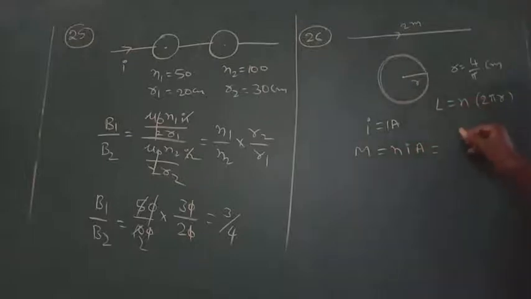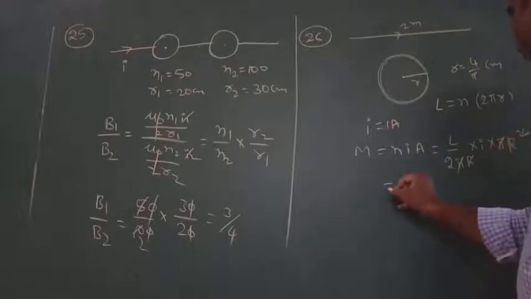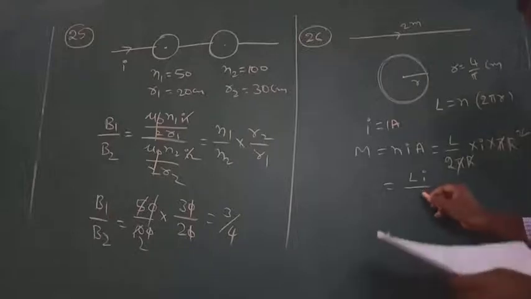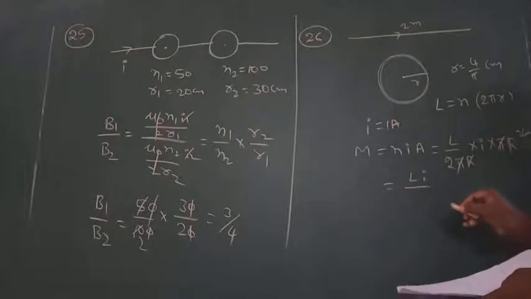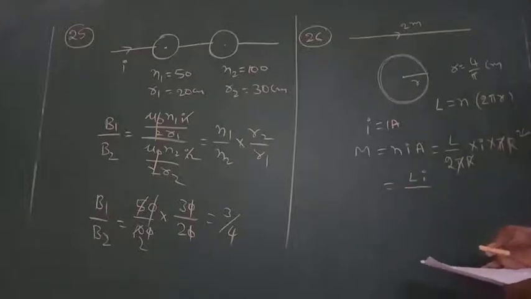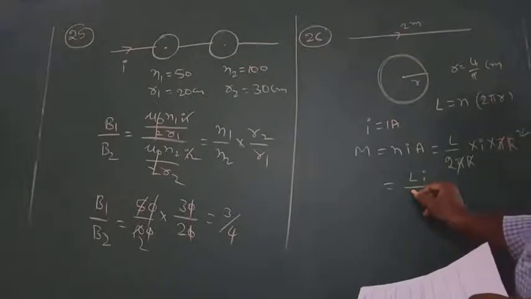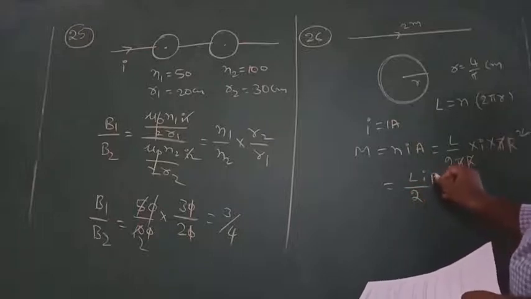What is N here? N is L by 2 pi r, into I, into area, which is pi r square. Pi gets cancelled, and one r also gets cancelled. That is equal to L I r by 2.